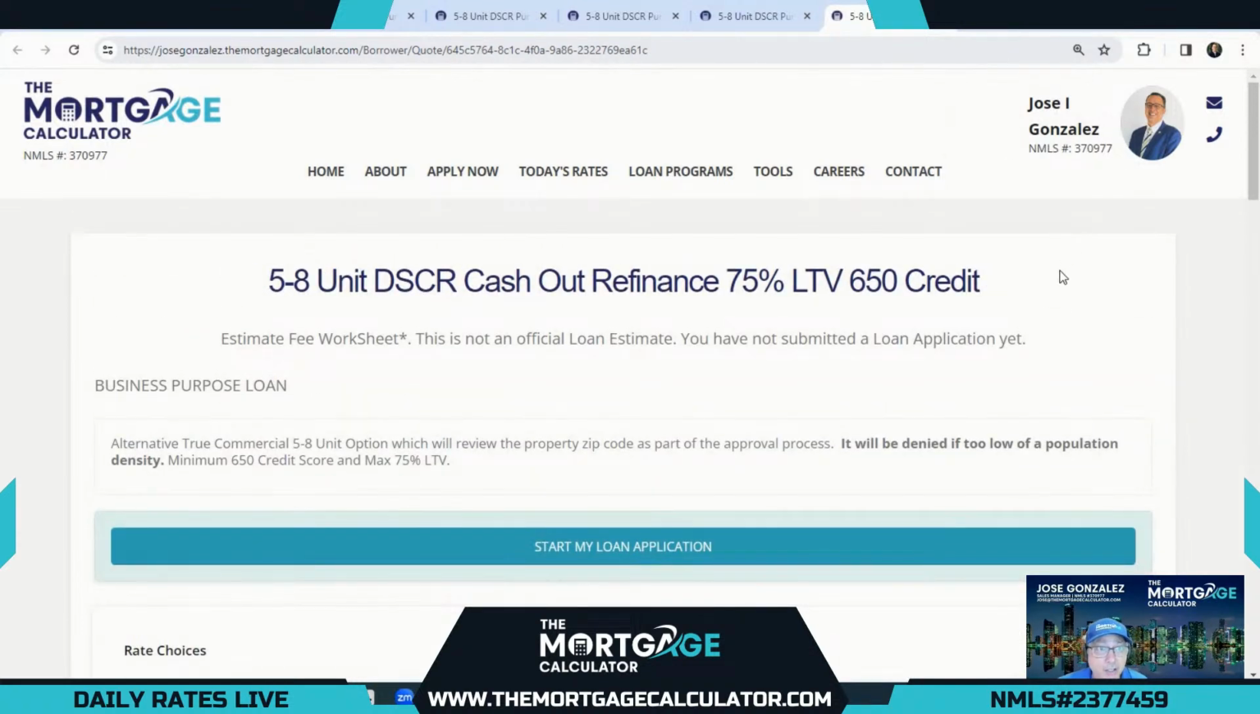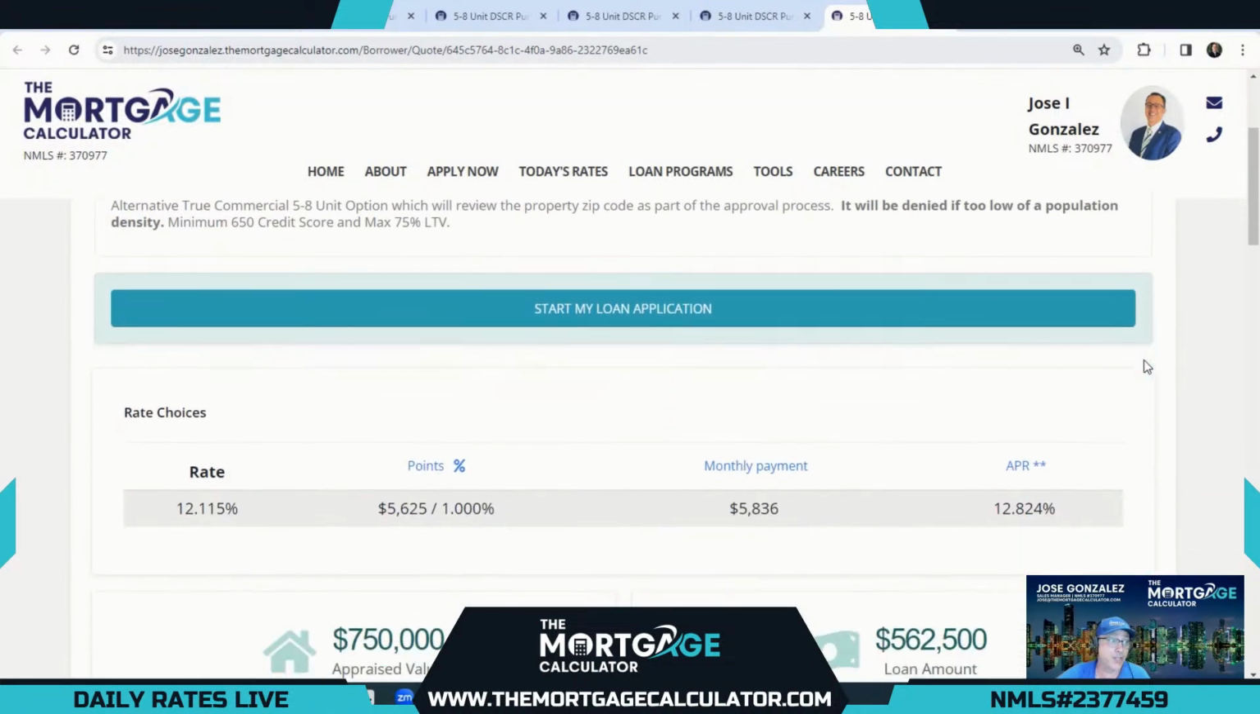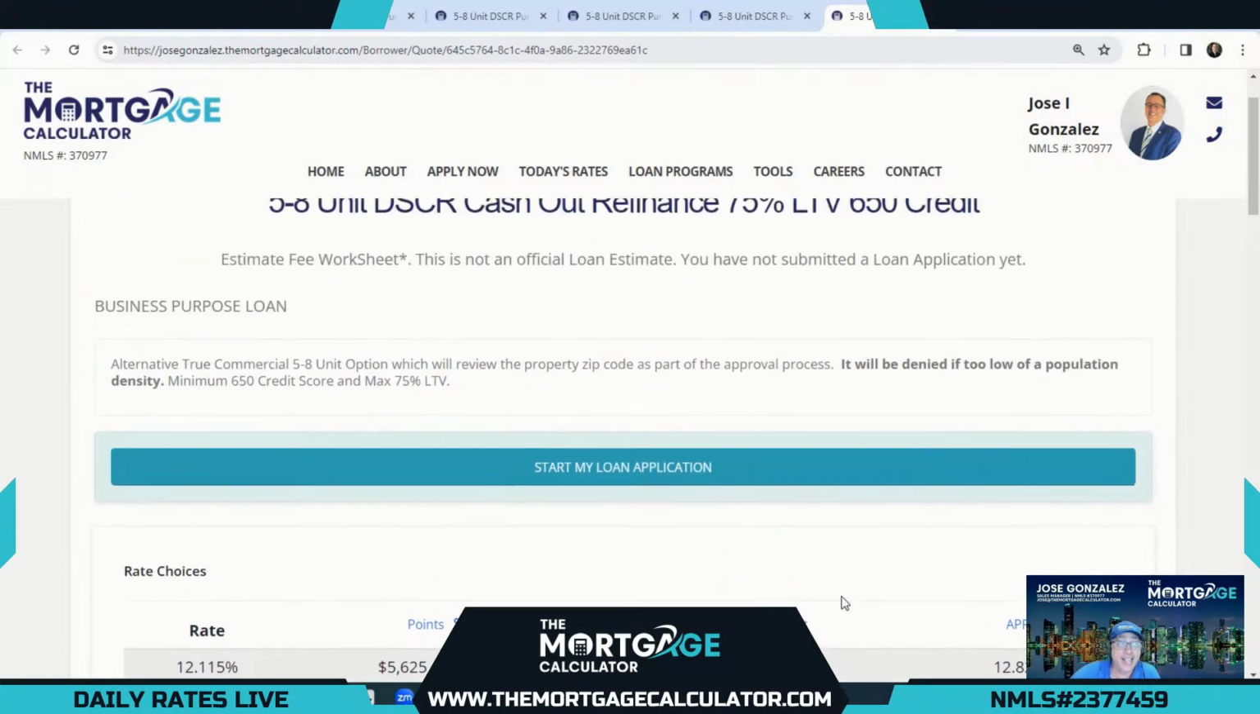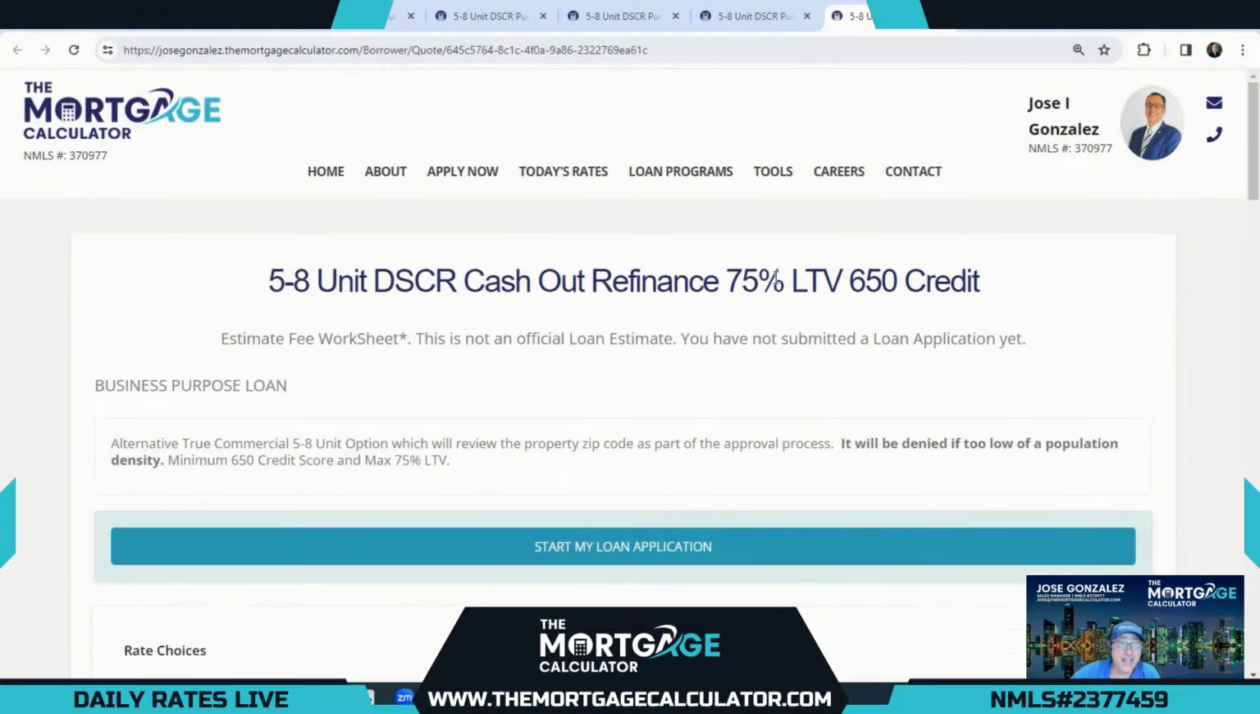Now, I'm sorry I lost my other quote that I had for you here, but it was a purchase quote for this same option at 75% LTV. The difference on that one, 11.45 was the interest rate, 11.45 again for 75% LTV with a 650 credit score.